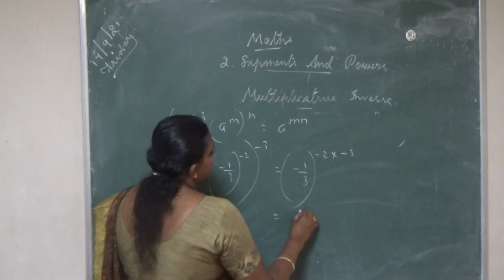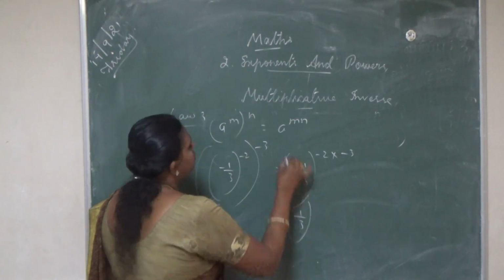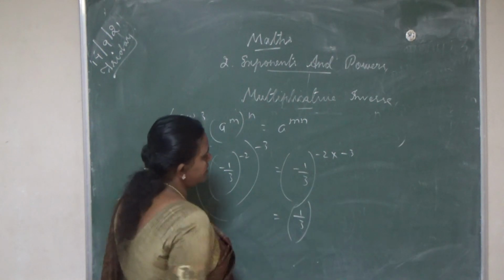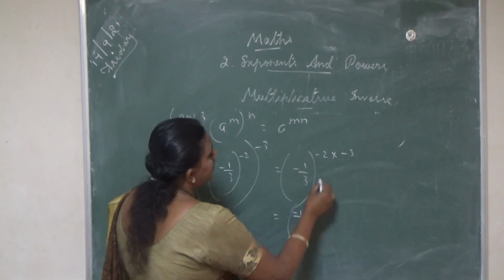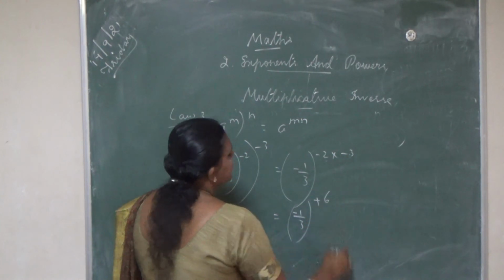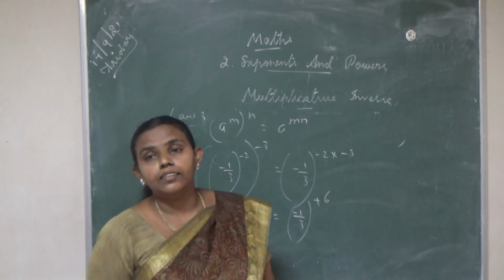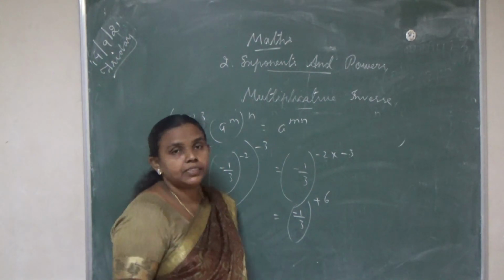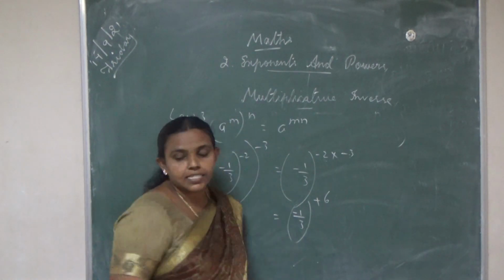So what is the next step? Minus 1 by 3. You don't want to do anything to this a. Keep the a as it is. Minus 1 by 3, minus into minus is plus. 2 3s are 6. So minus 1 by 3 the whole power 6.